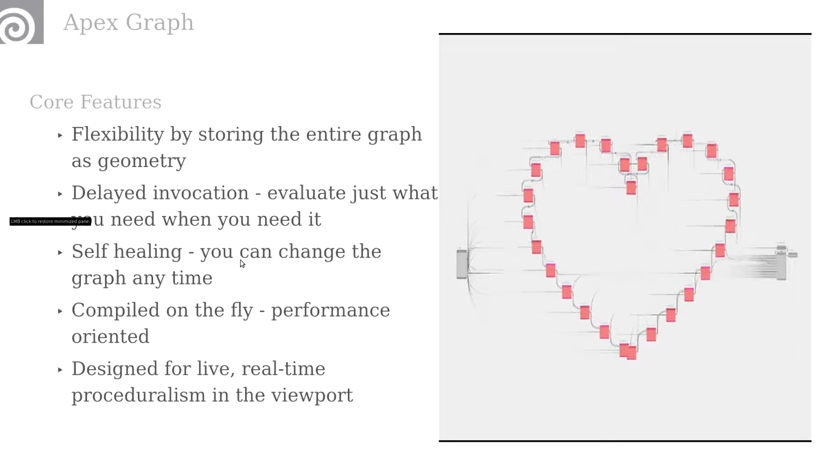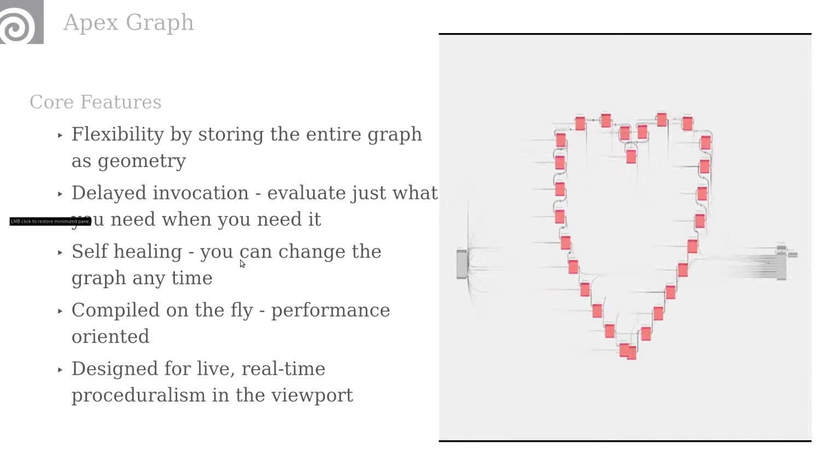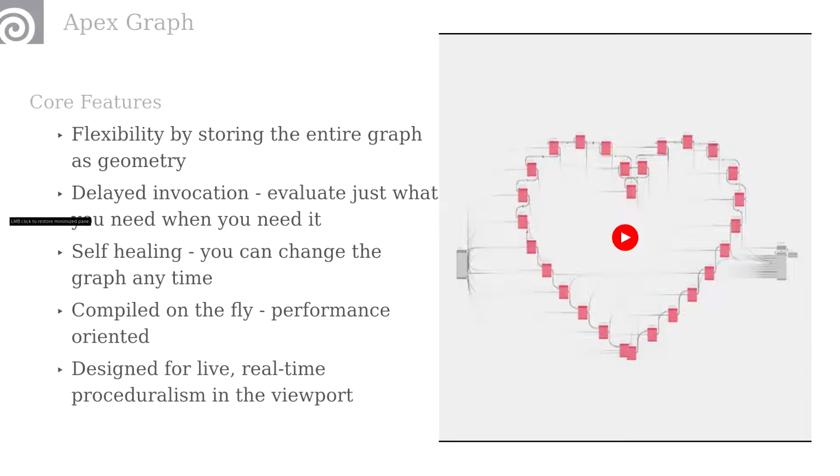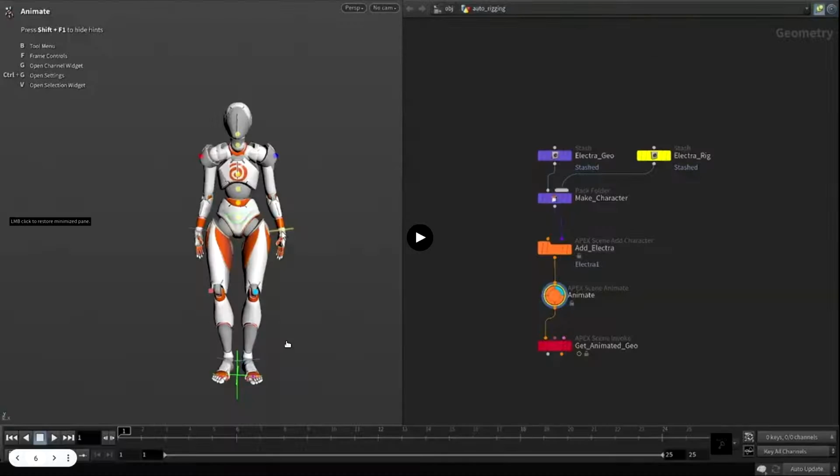We have the concept of a graph being self-healing. That means you can actually change that graph at any time, and you can tailor it to the current needs that you have, either in the viewport or on sub level. It's been compiled on the fly, which keeps everything nice and fast. So everything we're doing here is designed for live real-time proceduralism and very much tailored for viewport workflows.